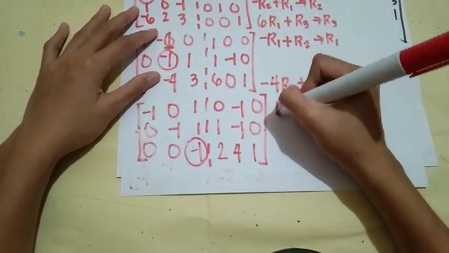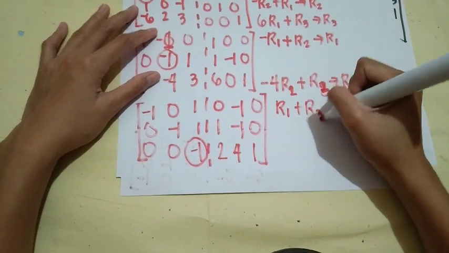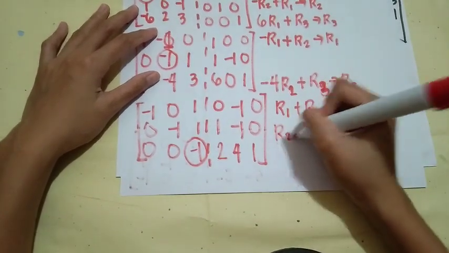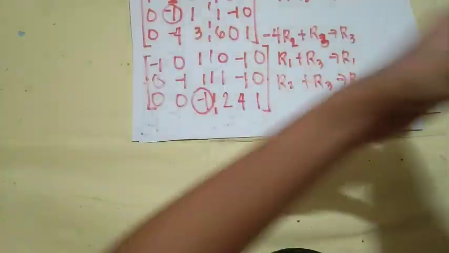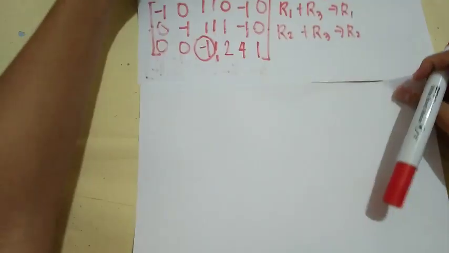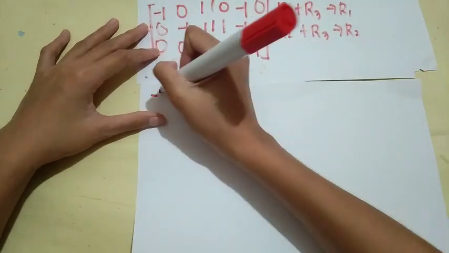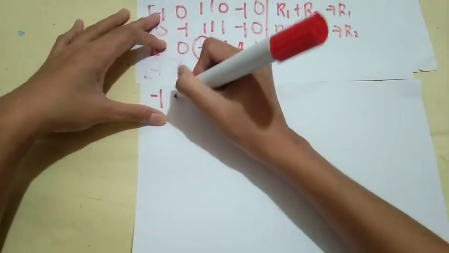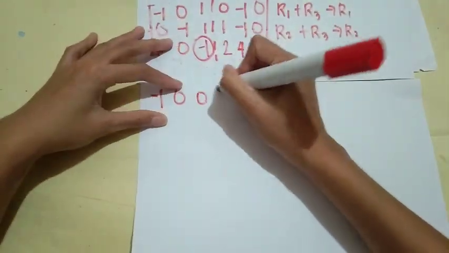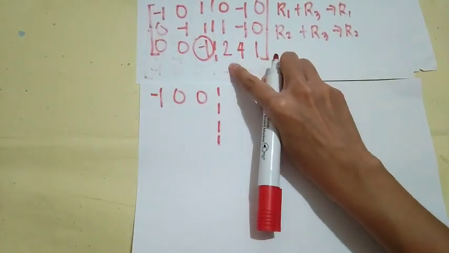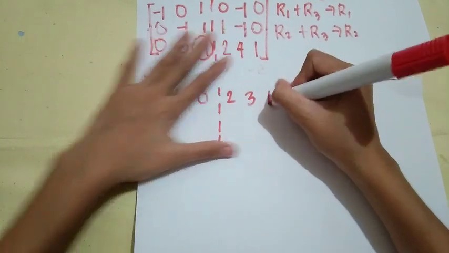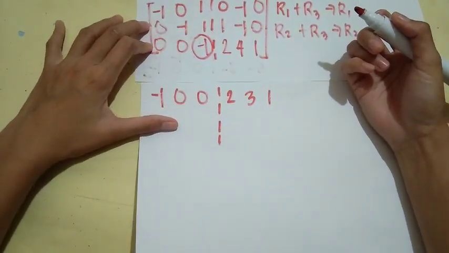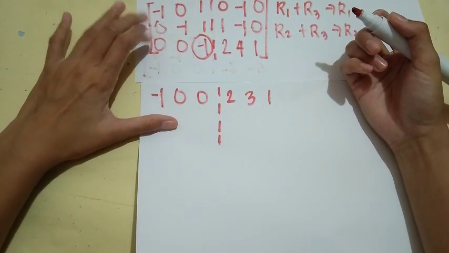Performing the negative 1, so we have R1 plus R3 to R1, and then R2 plus R3 to R2. So we have the following. R1 plus R3 is still negative 1. R1 plus R3 is 0. R1 plus R3 is 0. R1 plus R3 is 2. R1 plus R3 is 3. So 0 plus 1 is 1. So let's just have to add the third row and second row.